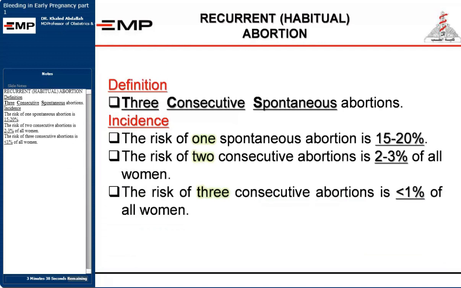Recurrent, habitual abortion. Definition: 3 consecutive spontaneous abortions. Incidence: the risk of 1 spontaneous abortion is 15 to 20%. The risk of 2 consecutive abortions is 2 to 3% of all women. The risk of 3 consecutive abortions is 1% of all women.